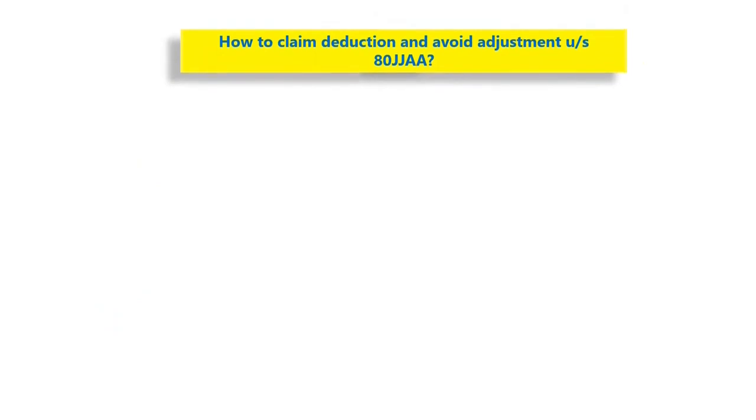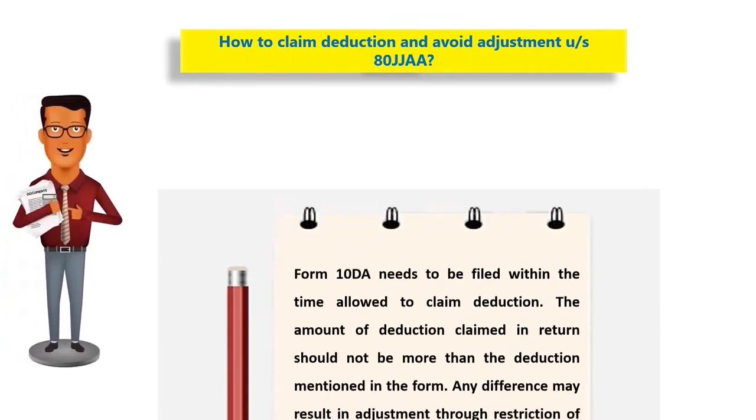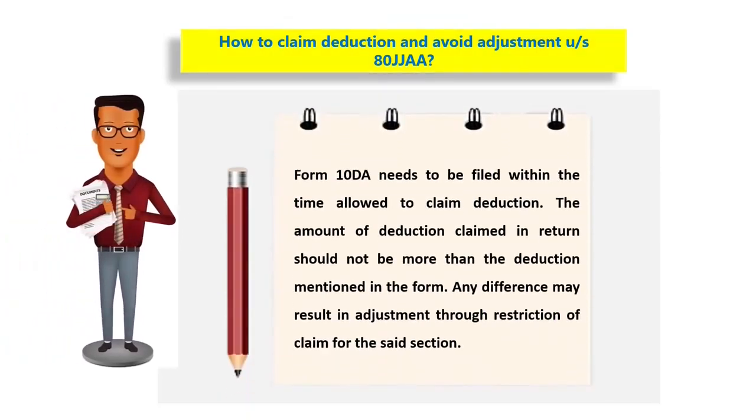If you want to claim deduction under section 80JJAA and avoid adjustment under that section, please remember to file form 10DA within the time allowed to claim deduction. The amount of deduction claimed in return should not be more than the deduction mentioned in the form. Any difference in the two may result in adjustment through restriction of the claim in that section.